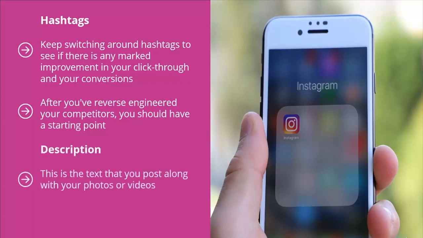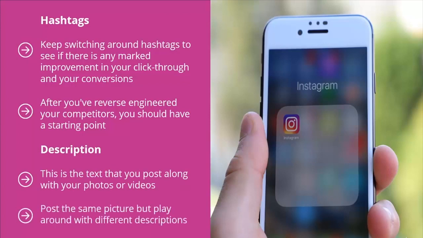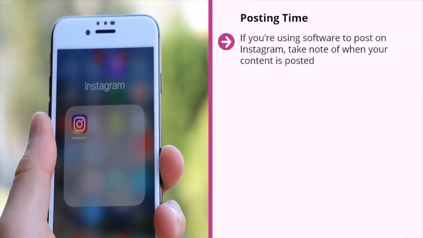Description. This is the text that you post along with your photos or videos. Post the same picture but play around with different descriptions. See if these different calls to action lead to greater click-throughs and eventually greater conversions. Posting time. If you're using software to post on Instagram, take note of when your content is posted. Pay attention to when most of your engagement takes place. Try to line up your posting time with engagement levels to optimize the effectiveness of your content.